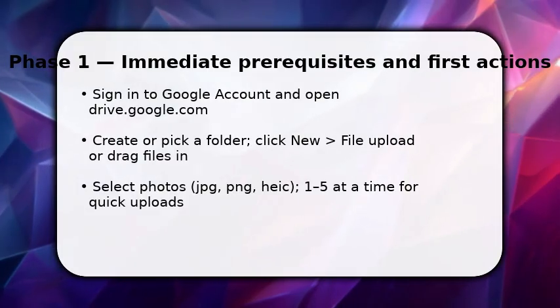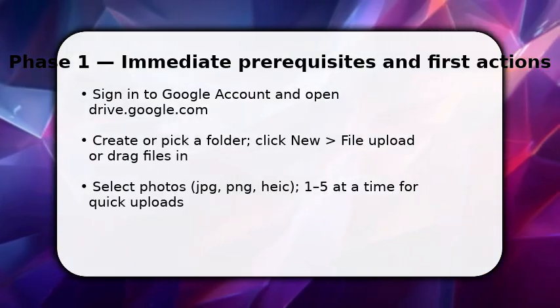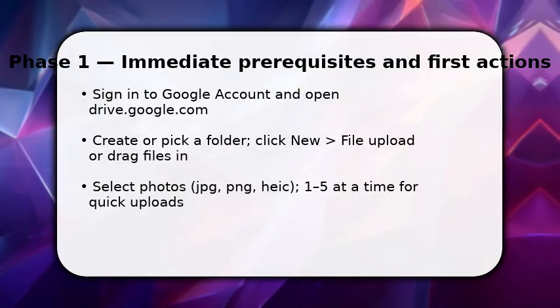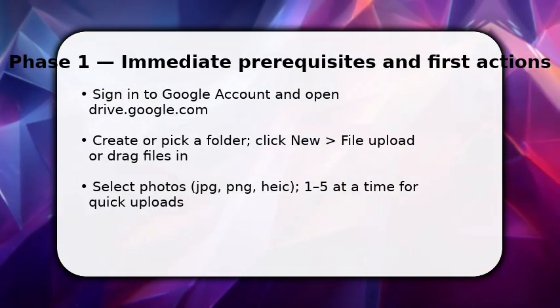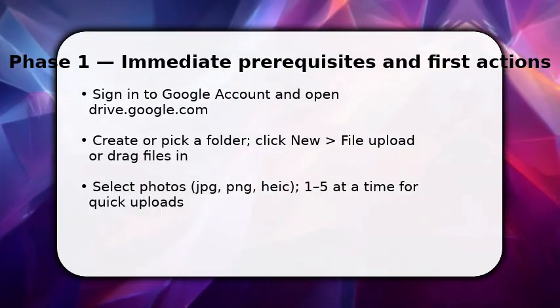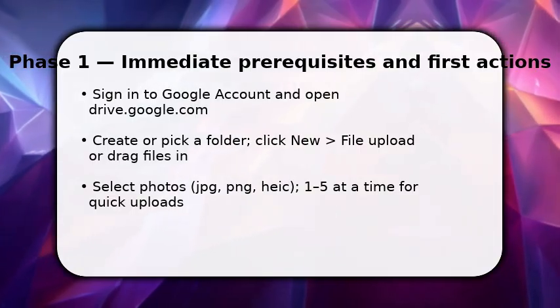You're signed in and ready. Open Google Drive and pick a destination folder, because organization saves time. Click New, choose File Upload, or simply drag your selected photos into the folder. This starts the transfer immediately. Use batches of a few files if your connection is slow.